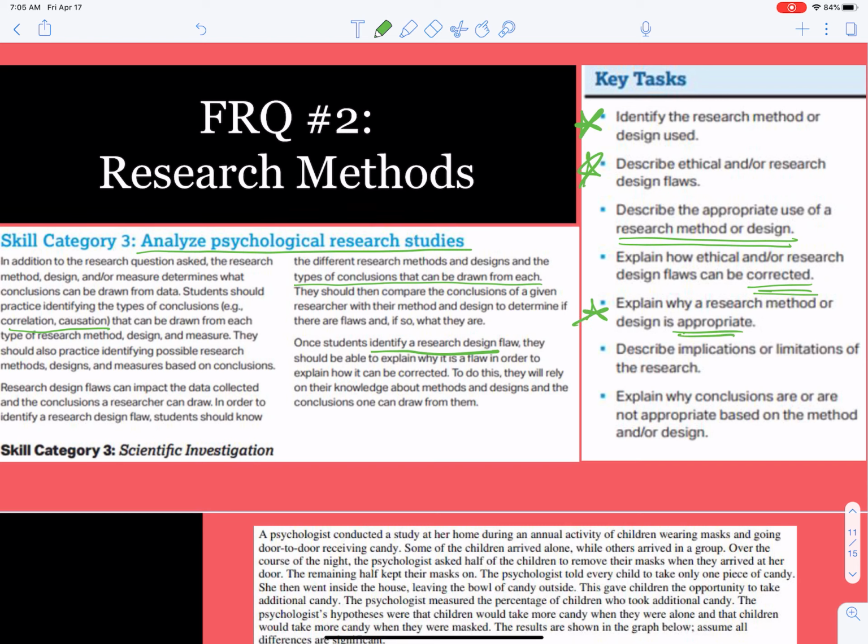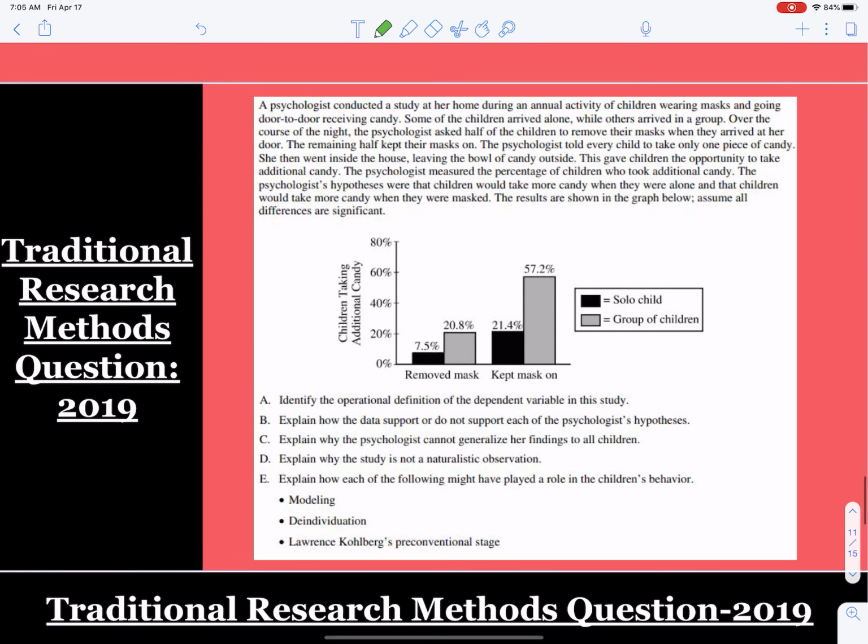We're going to talk about the pros and cons of different research methods. It's very important to know. And also the implications and limitations of different research designs. Why the conclusions are appropriate or not appropriate based on the method of design is also a very important way to analyze psychological research. You have to be able to make sure that the conclusions that the individual drew after they looked at their data were appropriate. Otherwise, the research is not really something that we'll be able to use in our field.